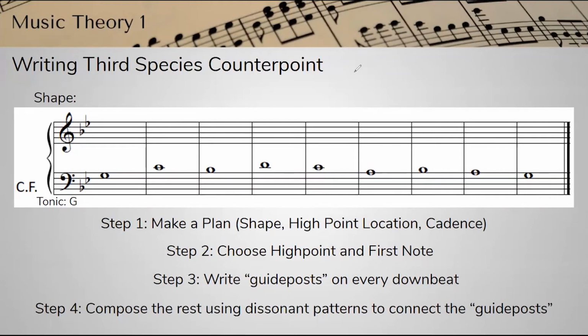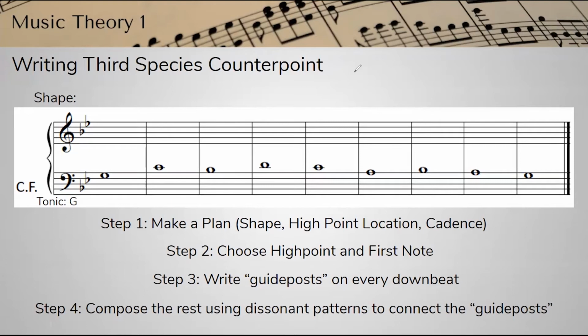Okay, so the tonic is G. The shape kind of reaches a high point in the fourth measure there with that D, so we want to be aware of that. And yeah, it's in the bass clef. Okay, great. So to get started, we need to make our plan.